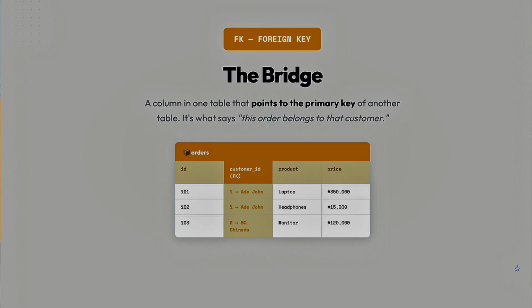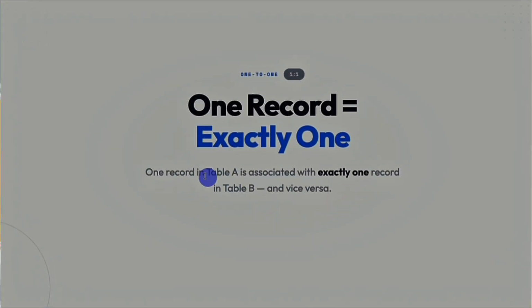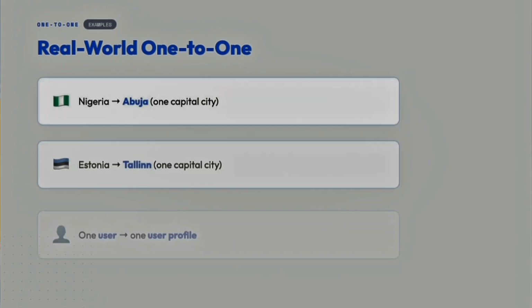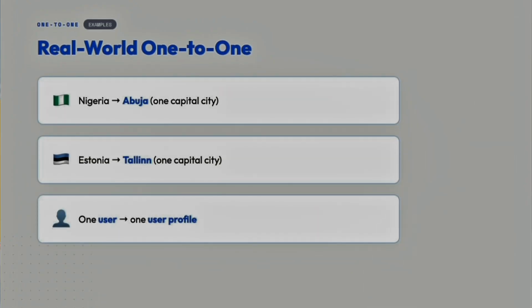BC Chinedu over here. Now, moving on to the next type, we have the one-to-one relationship. This means that one record in table A is associated with exactly one record in table B, and vice versa. A real world example is, remember earlier we said countries and cities, but an example we can give for one-to-one is a country and a capital city. A country can have multiple cities, but countries will usually have one capital city. The capital city of Nigeria is Abuja, even though in my head I think it's Lagos, but it's Abuja, right? And the capital city for Estonia is Tallinn, right? So one country can only have one capital city, and one capital city can only belong to one country.